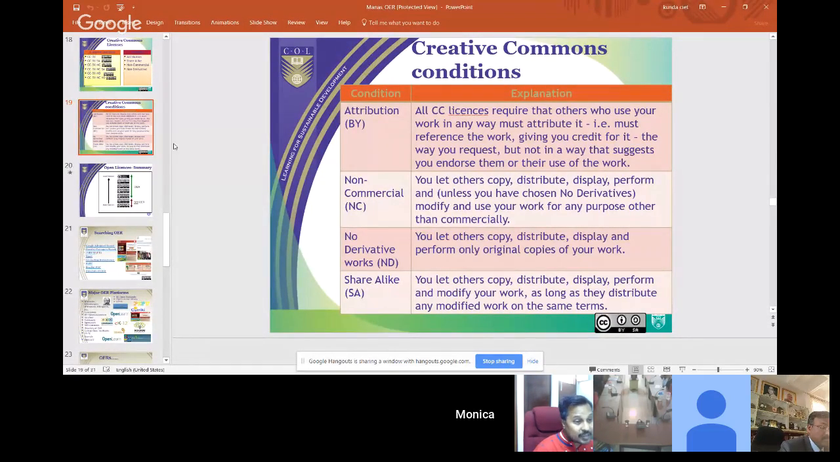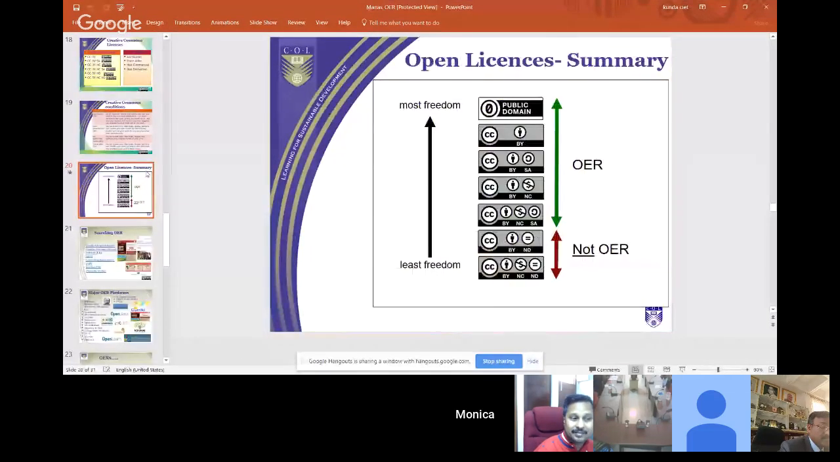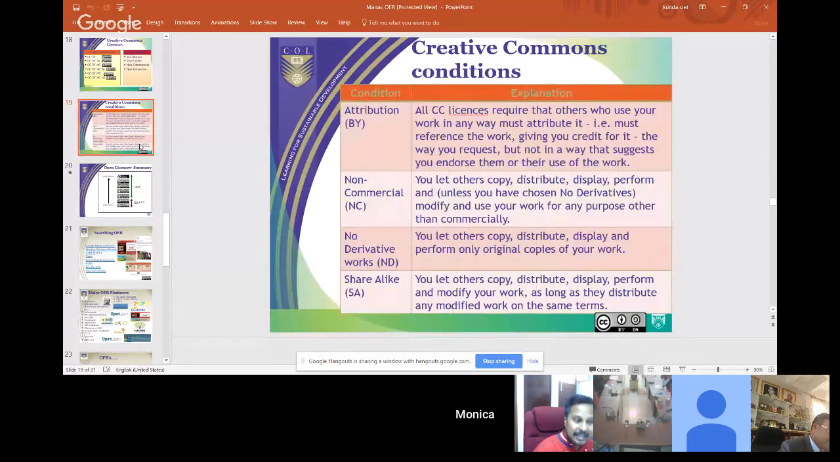Next is no derivative works. This is telling you that you can copy, distribute, display, and retain the work, but you can only use the original copy of the work. You cannot make any changes to that work. You can't revise it or remix it. I will let you know more when we go to the next things, where I will talk about whether something is open licensed or not, or whether it is OER or not, particularly.